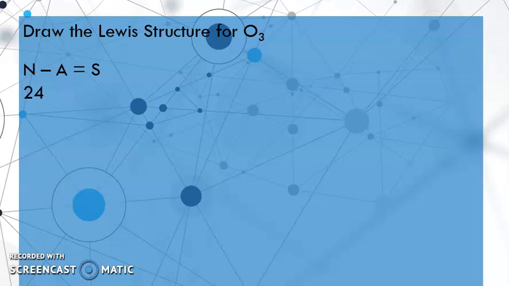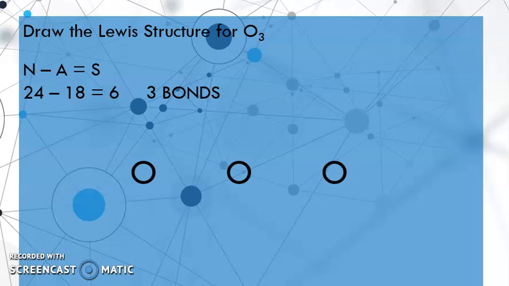Available: each oxygen has 6 valence electrons, so 6 plus 6 plus 6 would get us a total available of 18 electrons. Subtract: that means that we're going to be sharing 6 electrons, which is going to equate to 3 bonds. So let's get started drawing.